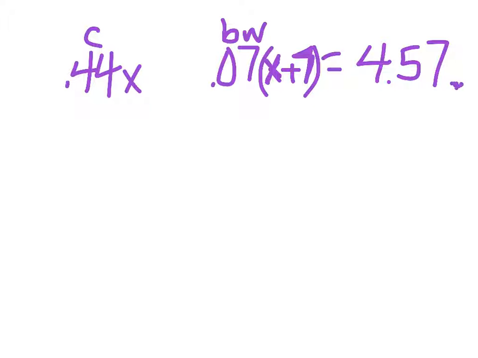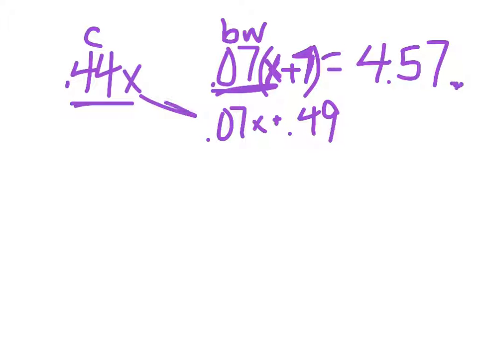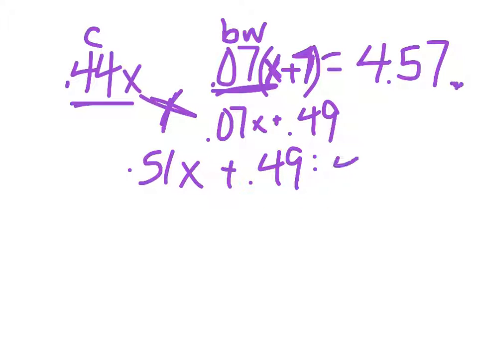Let's see if this works though. Now, I'm pretty sure that 0.44x, and this distributive property is going to be 0.07x, and then 0.07 times 7, I think that's 0.49, if I did that right. I'm going to combine these together, add those together. That's 0.51x plus 0.49 equals 4.57.